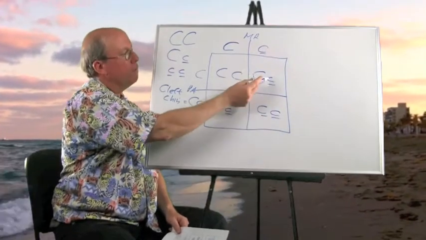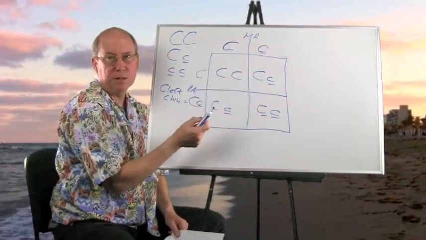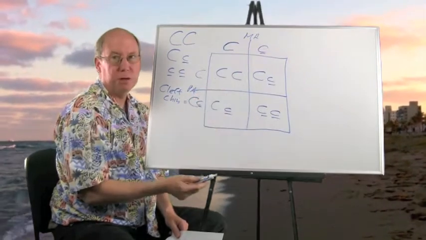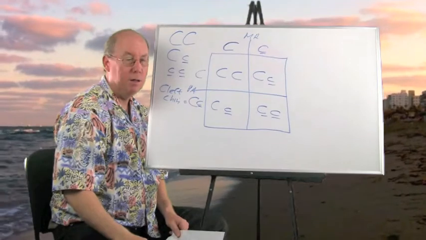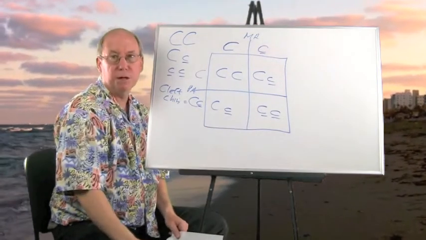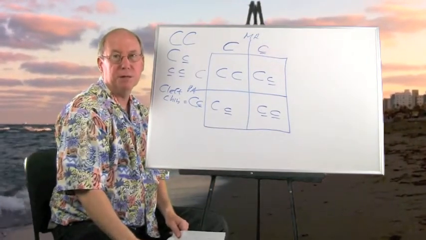We see that we have one individual that's homozygous dominant. He's definitely going to have cleft chin. We also have two that are going to be heterozygous. They have cleft chin. And one individual is going to have no cleft chin because they're going to be homozygous recessive.